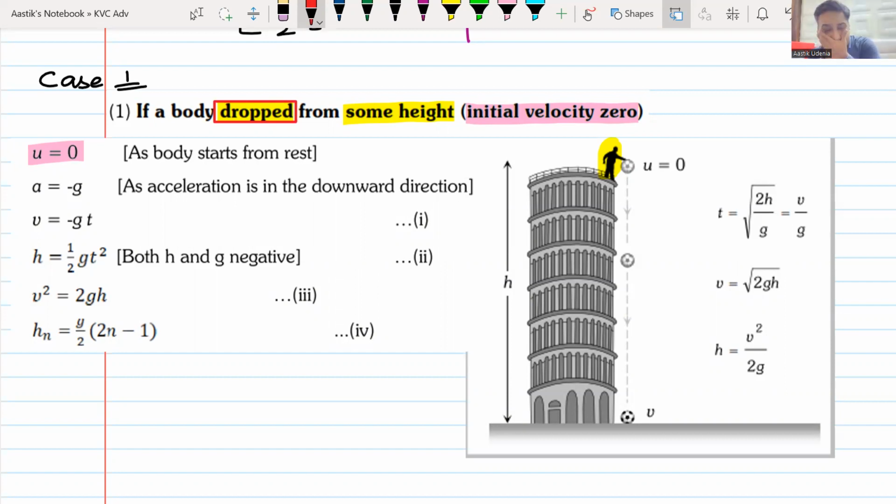Now, there could be a different case where instead of dropping it from a tower, we might drop it from a balloon which is going up. In that case, if I tell you that the body is dropped, what is the initial velocity? For example, if there's a balloon going up with some velocity and I drop a stone from that balloon, what will be the initial velocity of that stone? I hope the question is clear to everyone. Yes or no?